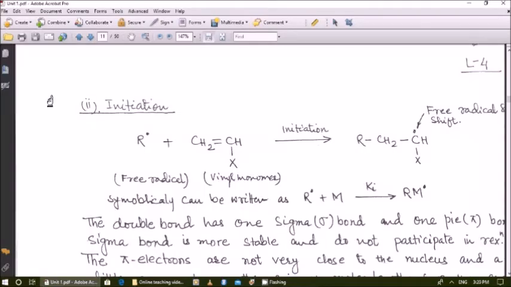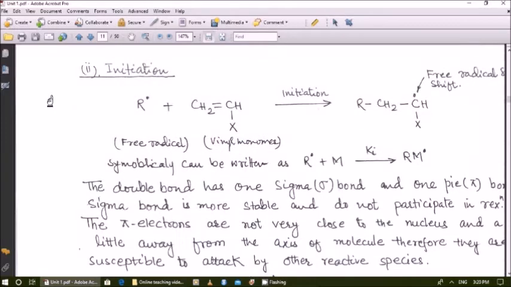Welcome to the fourth lecture of Polymer Science and Technology. We have already seen that an initiator can be decomposed to form a free radical. Now we come to the second stage of the free radical chain polymerization, which is the initiation step.